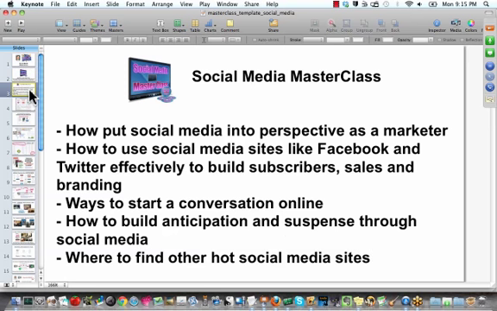We want to put social media into perspective as a marketer. This is the key number one thing you need to do before you just start running off and pushing buttons on sites. Because if you do it wrong, not only can you waste a lot of time, energy, and money, but what's worse is it can actually put a black mark on your brand, and you don't want to do that.